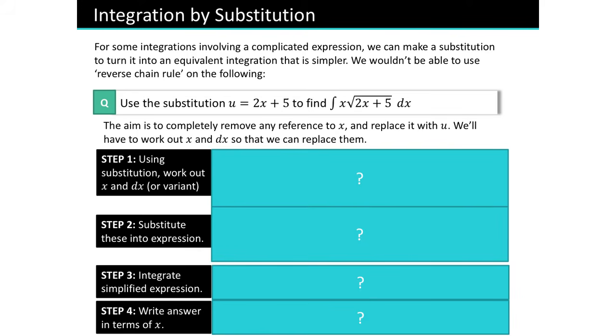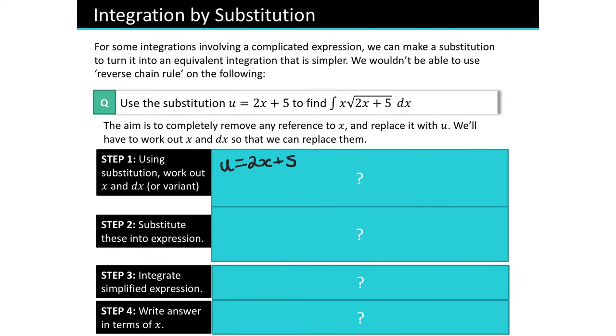So step 1, it will either tell us in the exam to use this substitution, and here they've clearly said, use this substitution. Or we have to figure out the substitution, which we'll come to in a second. Whenever we look at substitution, the aim of the game, think of this as a game, is we want to get rid of all the x's and have u's. So step 1, we have our substitution. u equals 2x plus 5. Is everyone happy with this one?